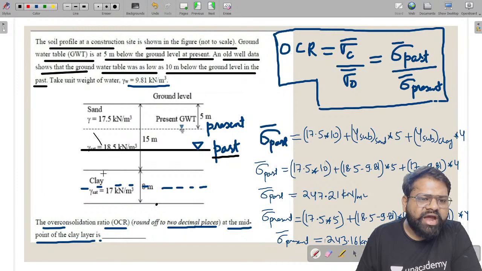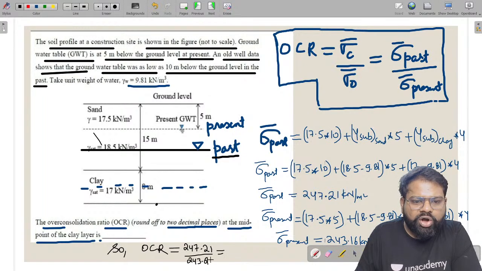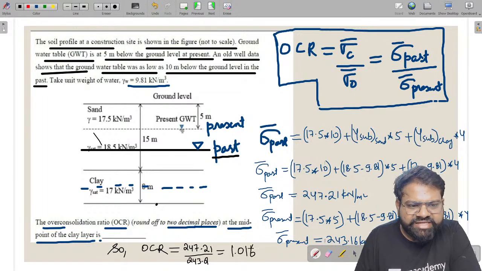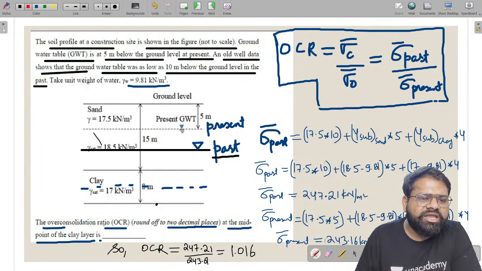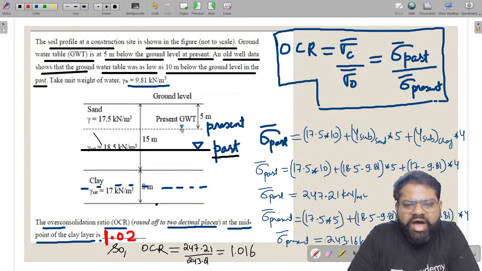So the over consolidation ratio comes out to be past divided by present, 247.21 divided by 243.61. On solving, it comes out to be 1.016. As it is said that you need to answer up to 2 decimal places, if I were in your place, I would write the answer as 1.02. I hope you understand how I have calculated the over consolidation ratio.